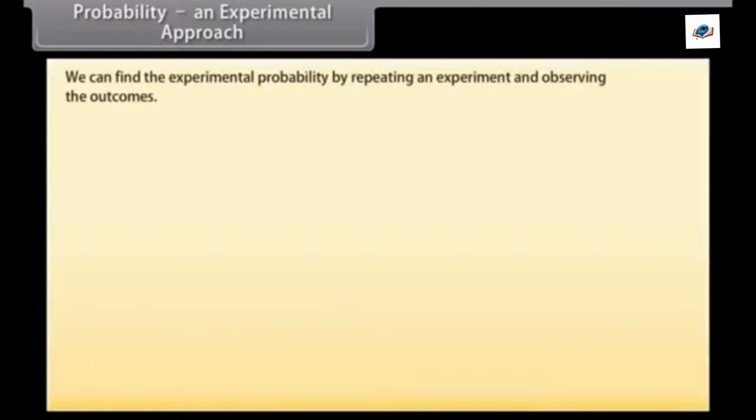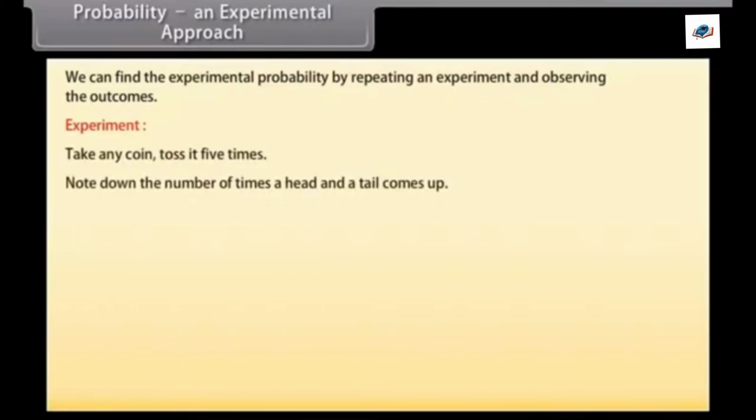Probability, an experimental approach. We can find the experimental probability by repeating an experiment and observing the outcomes. Let's do an experiment. Take any coin, toss it 5 times. Note down the number of times a head and a tail come up, and fill the given table.